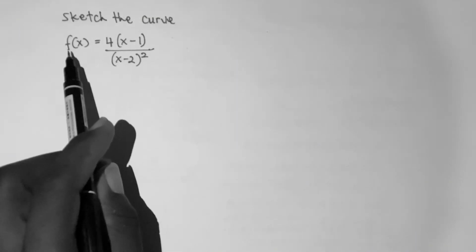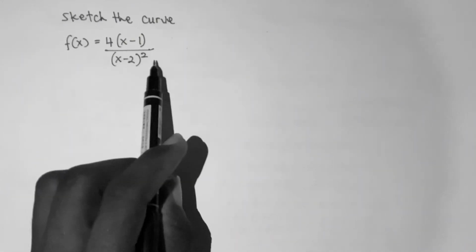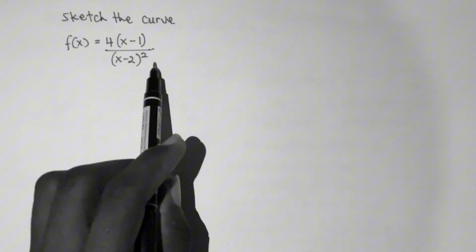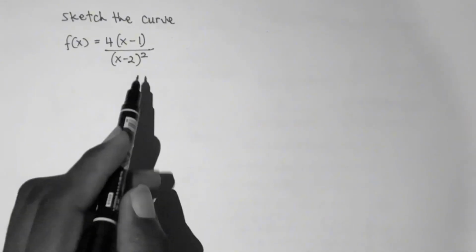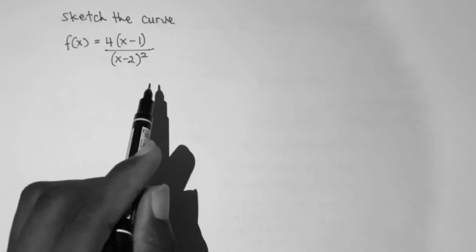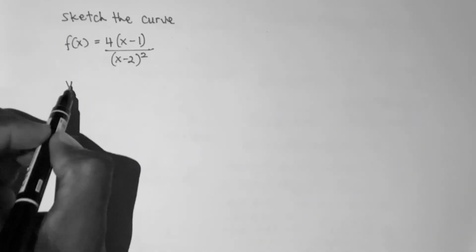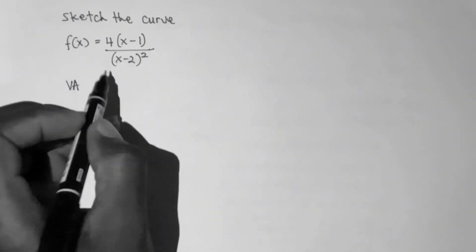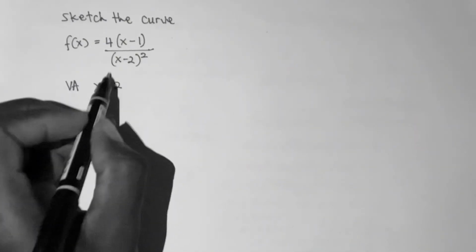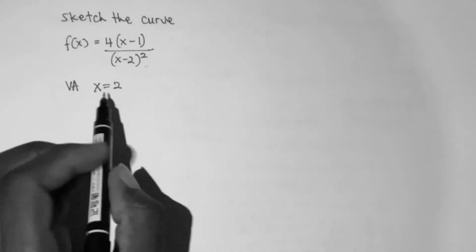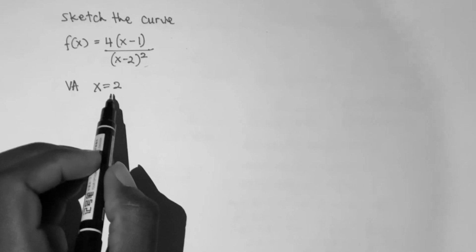Sketch the curve f of x equals 4 times (x minus 1 divided by x minus 2) all squared. So how do we sketch this curve? The first thing is to find the vertical asymptote. So now, for the vertical asymptote, if we equate the denominator to 0, you find out that x equals 2 will make this function undefined. So we have a vertical asymptote at x equals 2.